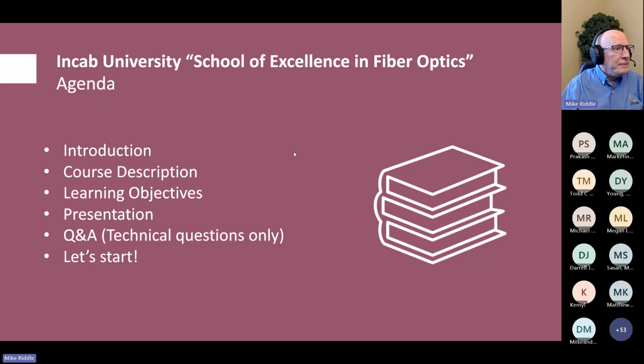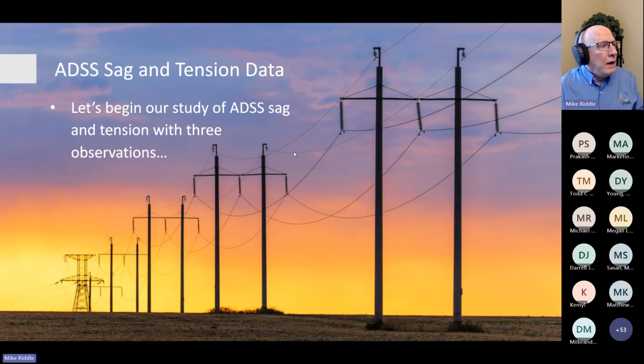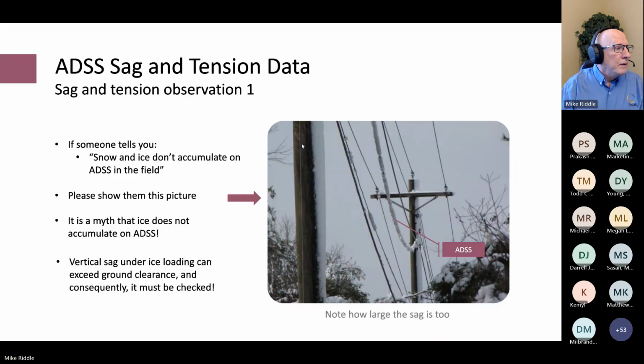So let's get going. I want to start off today with 3 observations. First, I have heard over the years people tell me that snow and ice doesn't accumulate on ADSS in the field. If somebody says that to you, you can take this picture and show it to them, because I only have to provide one picture showing that that's not the case.